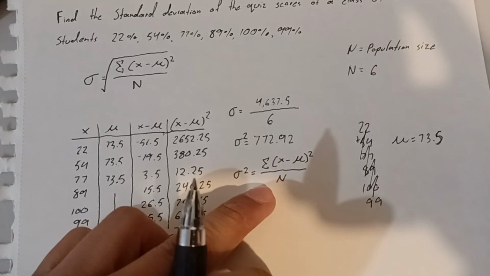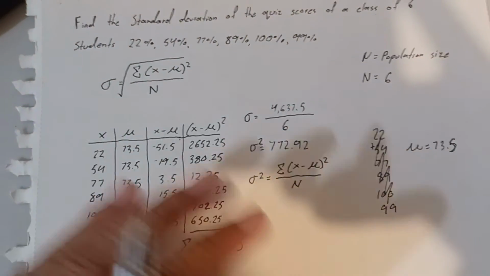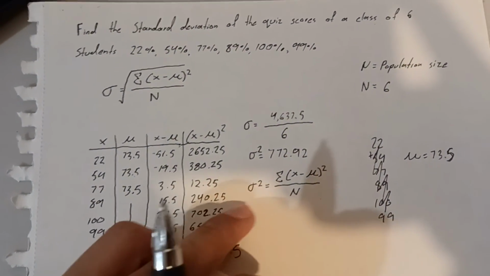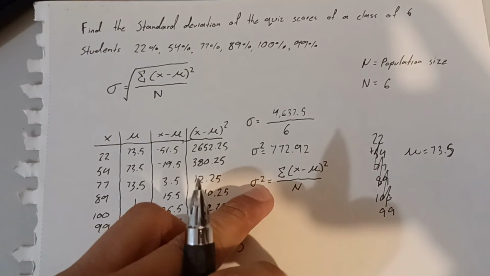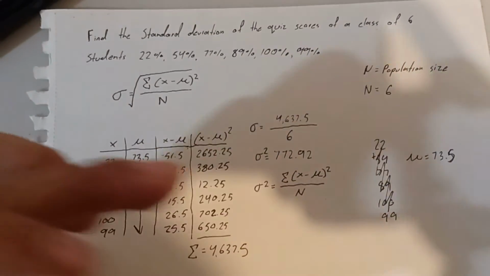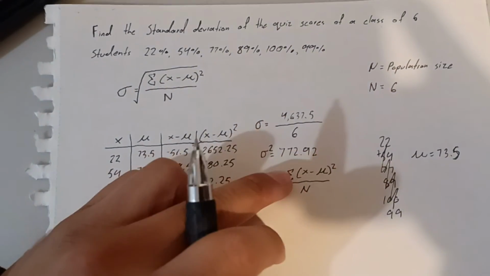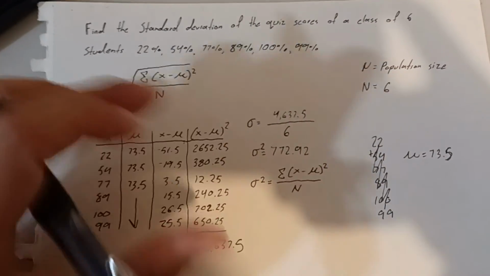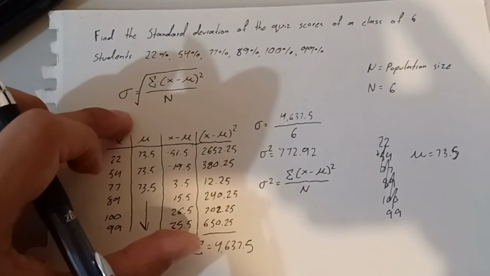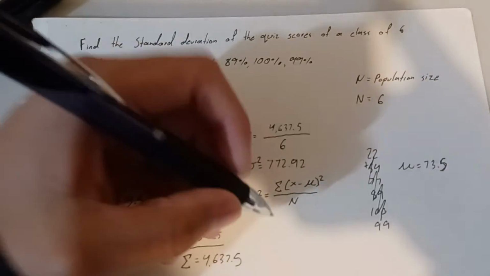Look at the difference between the population variance and the population standard deviation equation. They're basically the same, except this one is square rooted and this one is not. This one is raised to the power of 2. That is how you can tell the difference between the variance and the population standard deviation. We have our population variance right now because we haven't square rooted. But when we do square root it, we are going to get our population standard deviation.